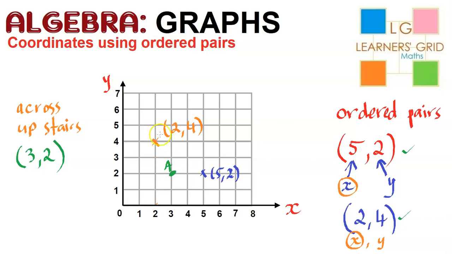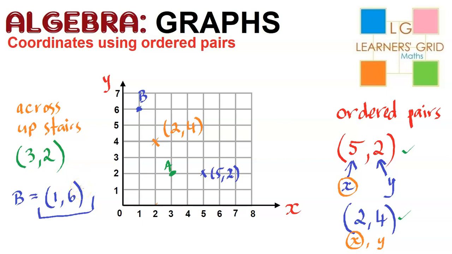I'll do one more. Let's say, for example, I was here, and I was to label this point, point B. So what are the coordinates for point B, or the ordered pair for point B? Well, I go across the x-axis 1, and I go up the y-axis, 6. So the ordered pair for point B, or the coordinates for point B, is 1, 6. And just make sure that you will be formatting your answers correctly. Brackets, x-axis, comma, y-axis, brackets.